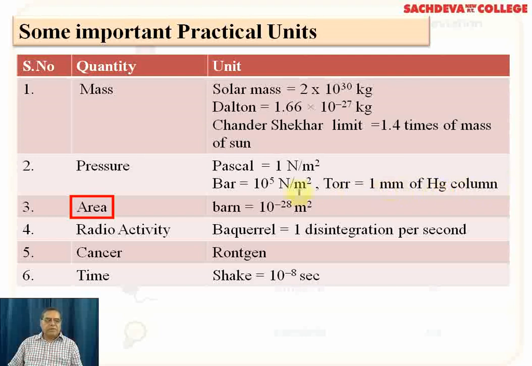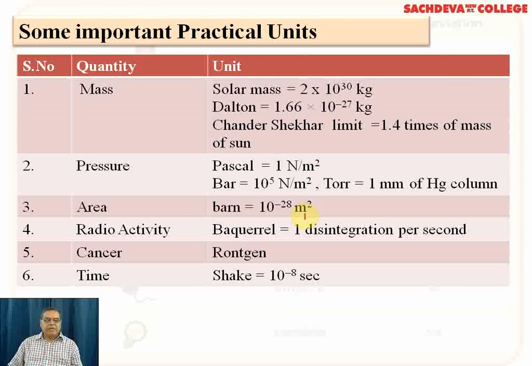Then we come towards area. The units of area, as it is, all of us are acquainted with, that is centimeter square, meter square, millimeter square, but a very small unit of area is the barn. That is, 1 barn is 10 to the power minus 28 meters square, or it can be written as 10 to the power minus 24 centimeter square. Barn is a unit for representing the surface area of a nucleus.